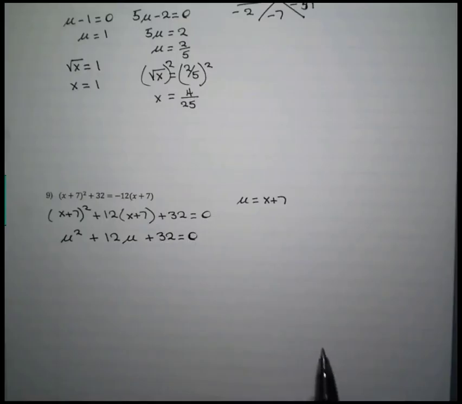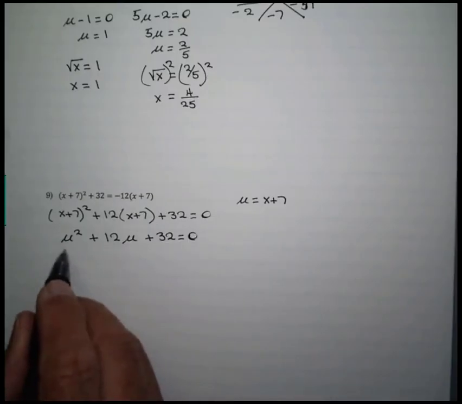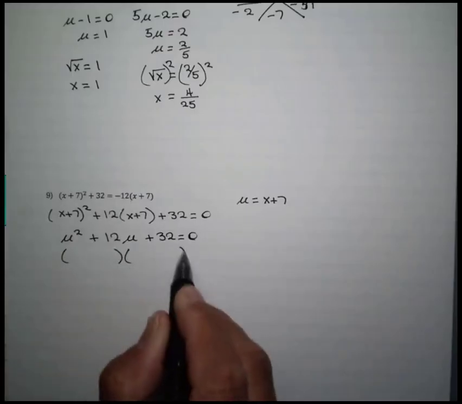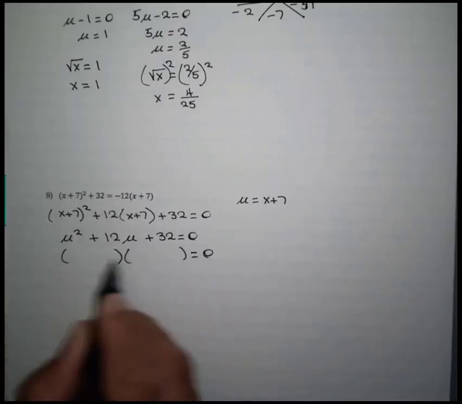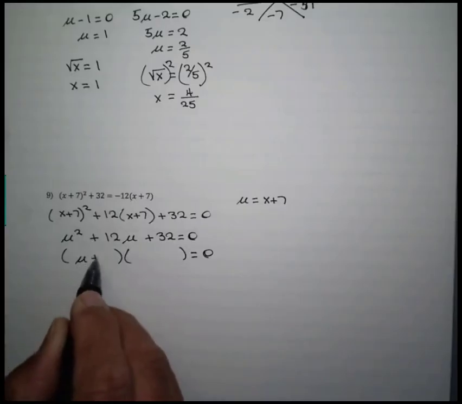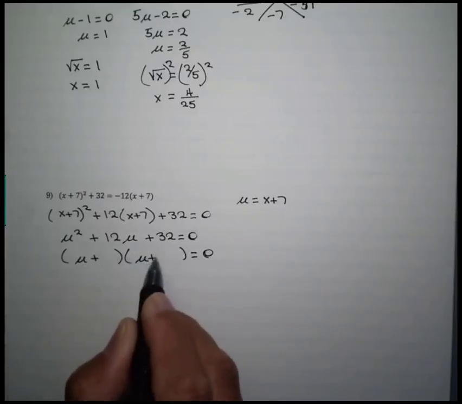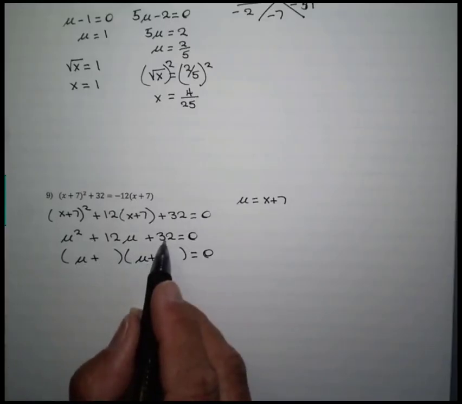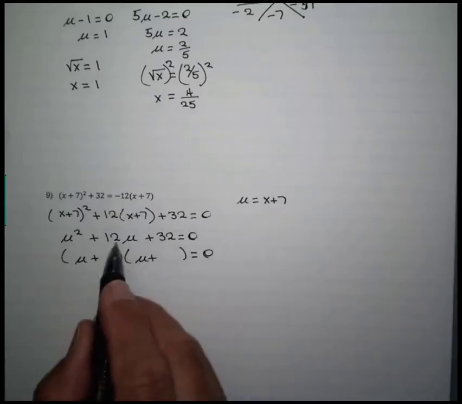So I kind of had to do some manipulating. I had to think about it a little differently, but it still works. Now, it's easy to factor this. Hopefully it's easy to factor it. It's going to be u plus for both of these. And we're going to look for factors of 32 that are going to add together to give us 12.